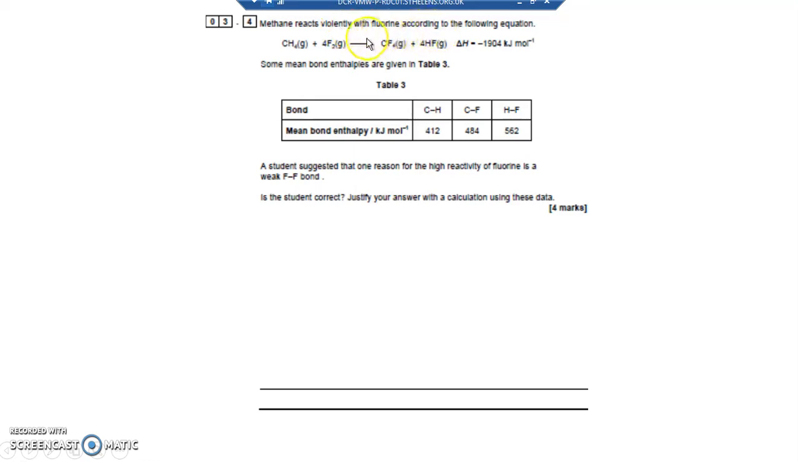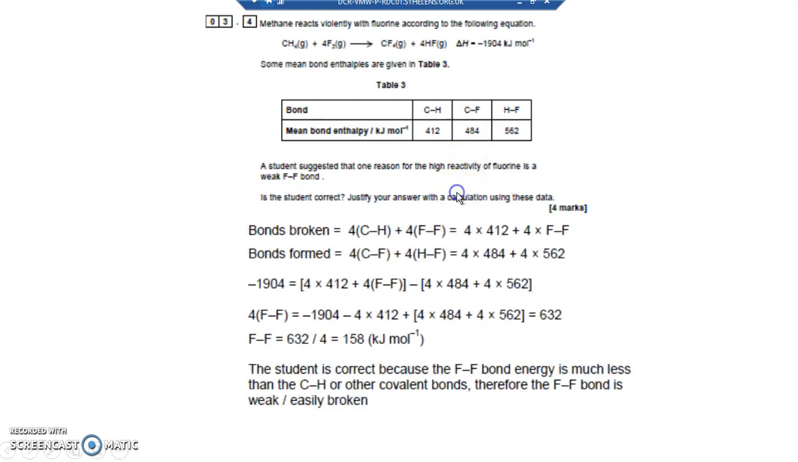Methane reacts violently with fluorine according to this equation. Some mean bond enthalpies. Now bond enthalpy is slightly different. I always think BERP, B-E-R-P, BERP. Bond enthalpy is reactants take away products. It's the other way around really from enthalpy. Reactants take away products. So we add up all the bond enthalpies of the reactants and we then subtract the bond enthalpies of the products, and that equals the overall enthalpy change, my delta H.